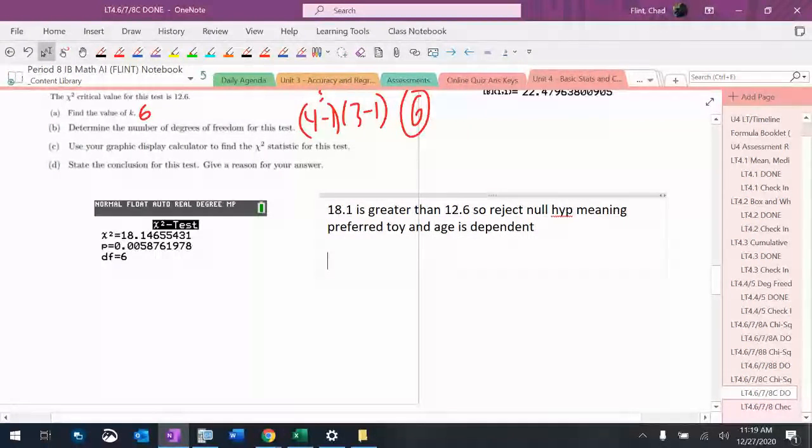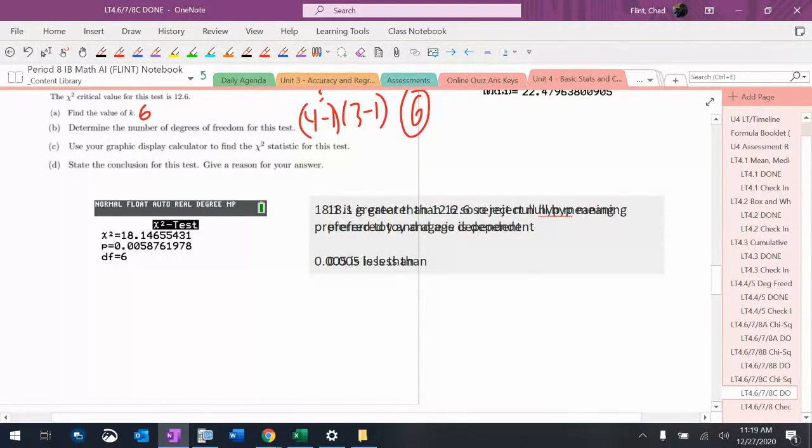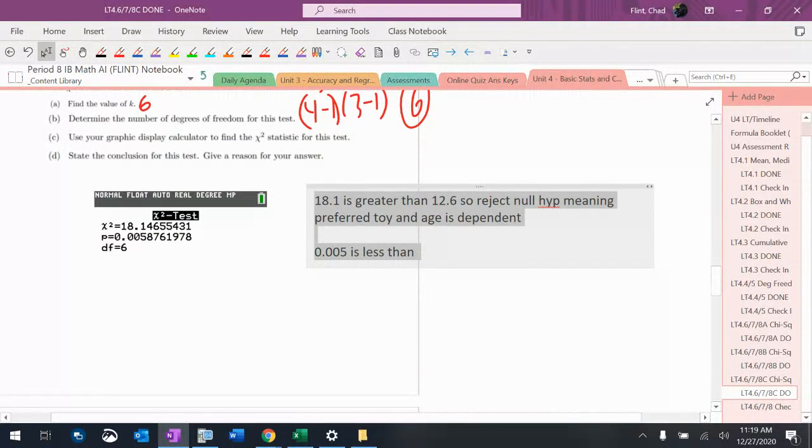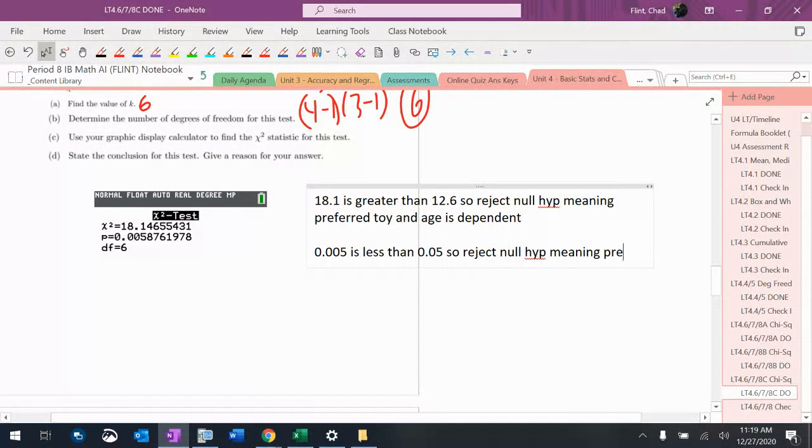You can also use the p-value. So 0.005 is less than 0.05. So reject the null hypothesis, meaning preferred toy and age is dependent. You don't need to write both. You pick one of them.